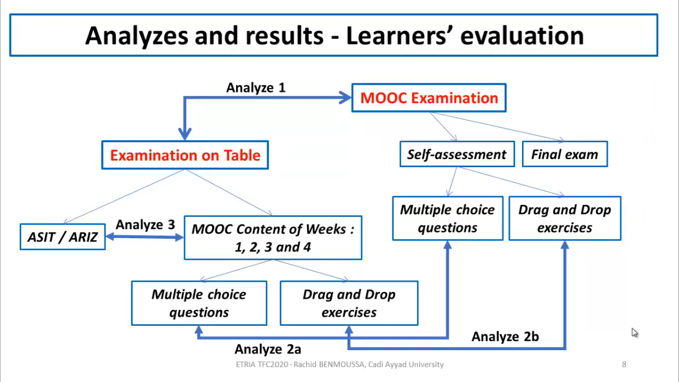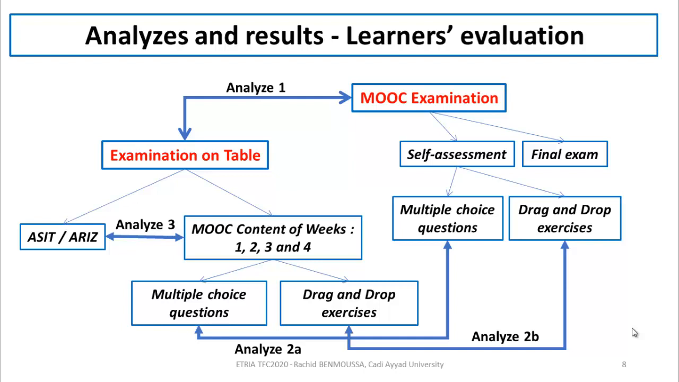Analysis 1 seeks to calculate the correlation between the final grade of the MOOC, which includes the self-assessment and the final exam, and the evaluation on table grade covering the content of the face-to-face course and the content of week 1, 2, 3, and 4 from the MOOC. The interest of this analysis is to answer the question, does the MOOC generally reflect the level of competence acquired by the learner?